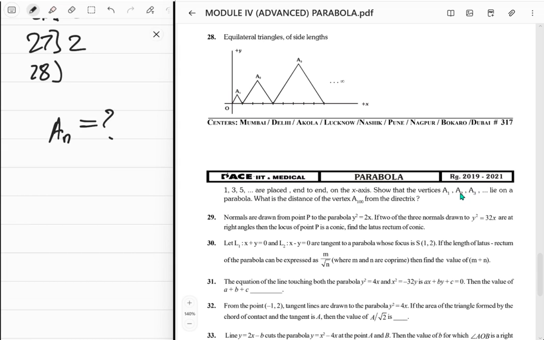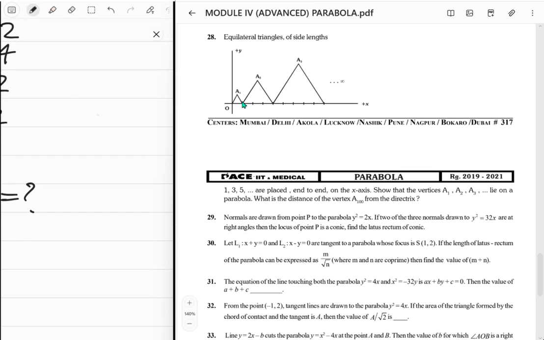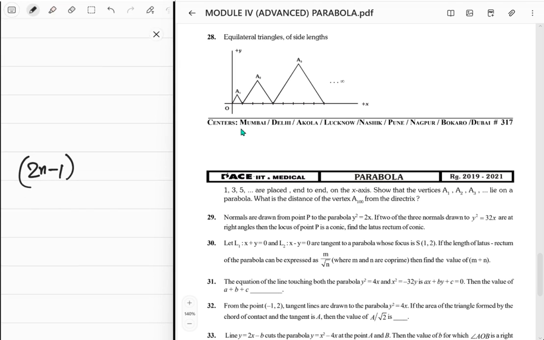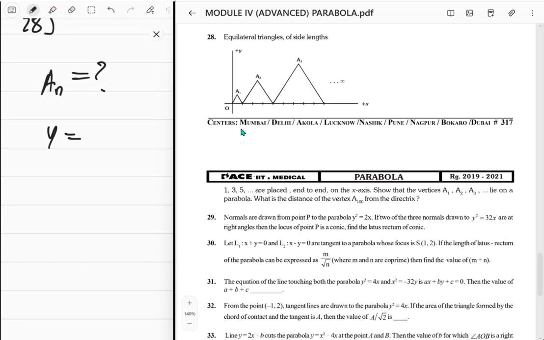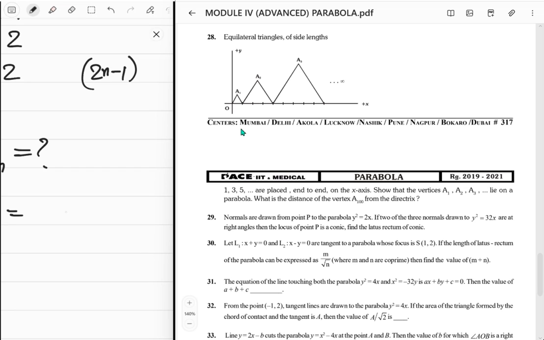So side lengths are given, right? How do you parameterize the side lengths? Like 2n minus 1? No, plus 1. No, minus 1 is correct. Because n equal to 1 just means 1 and then 3 and so on, right? So the height of these triangles is just going to be square root 3 upon 2 times this side length. So the Y coordinate we already know. Y is just square root 3 upon 2 times this. Yeah.